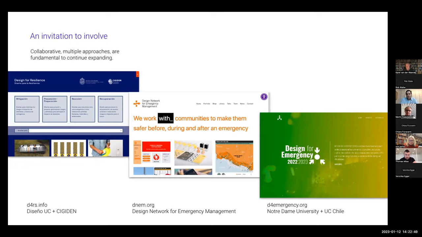We have very good connections with the IIID, so probably we can explore in a bigger scale some collaboration scenarios.